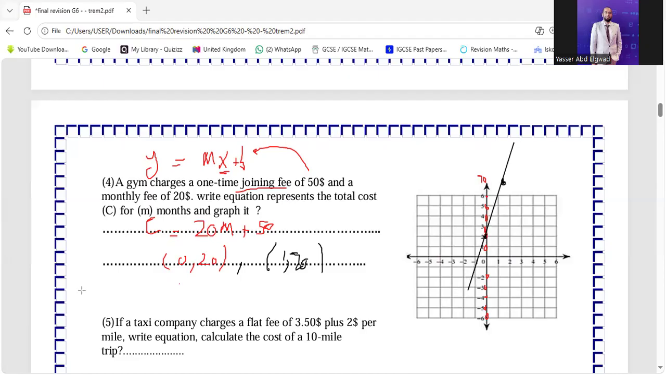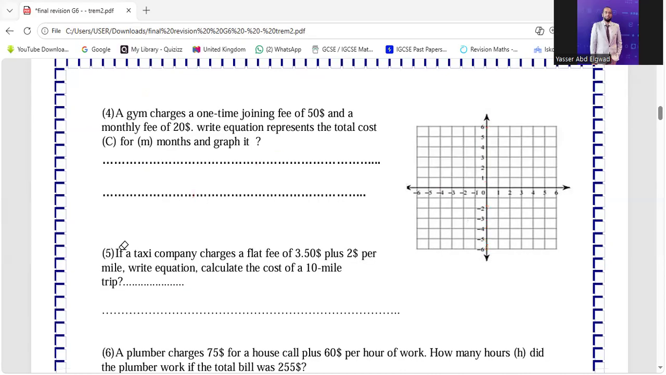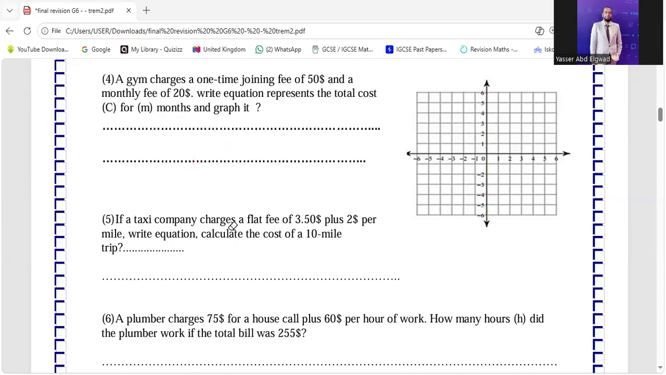How to represent it. The next one. If a taxi charges a flat fee, here is a flat fee, a constant number. The constant number here is 3.50. And plus per mile, what I said before. Each mile we will pay $2. And here is 2x. The variable here is x, no problem.